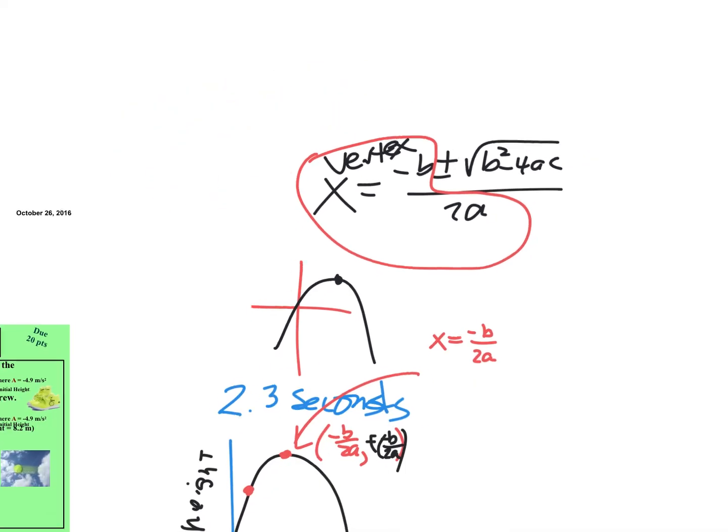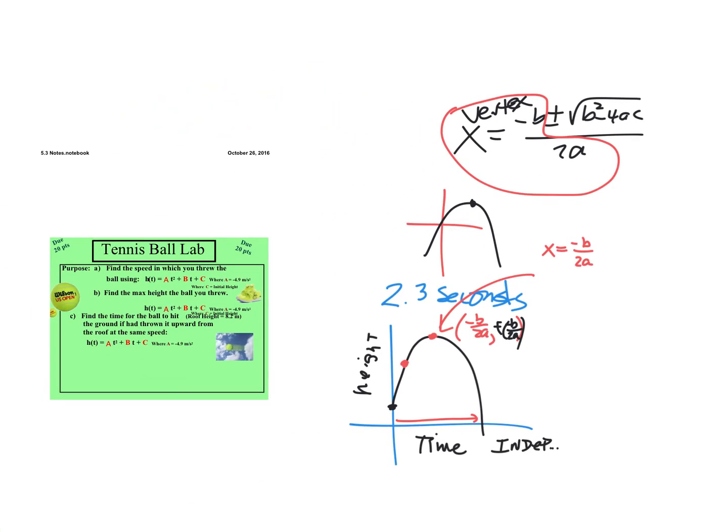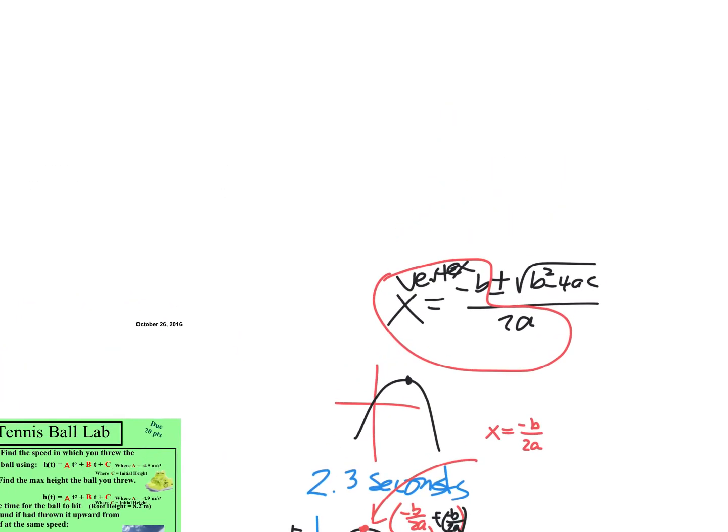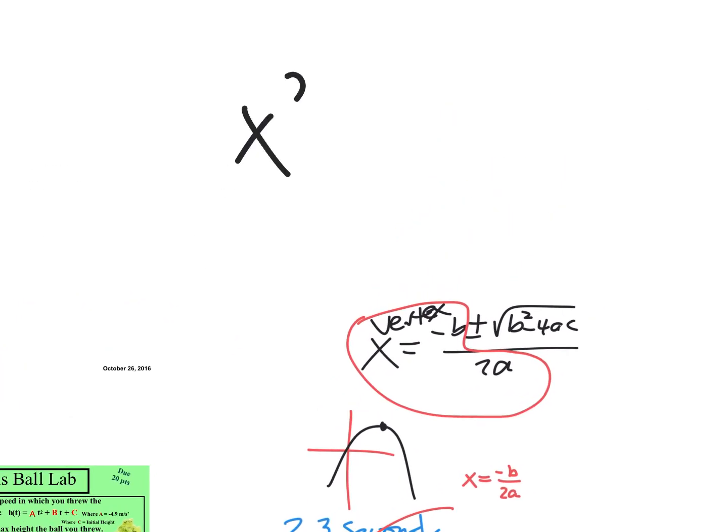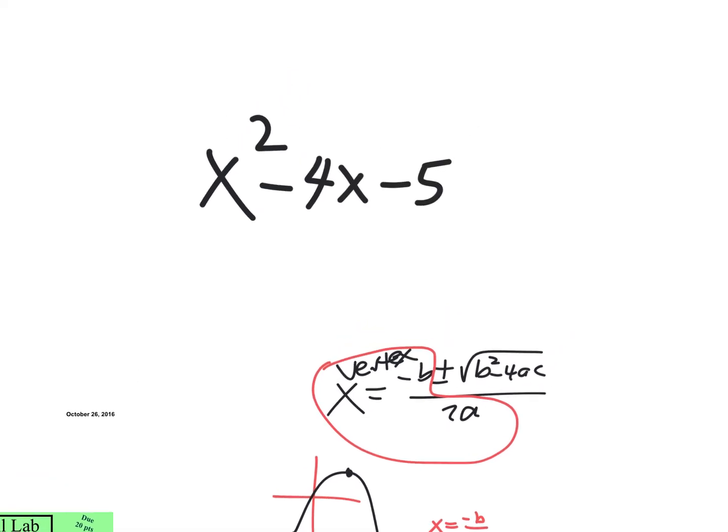All right, so let's actually do that for the one that we had a minute ago. I gave you an equation, and it was x squared minus 4x minus 5, I think. Yep. Would you please figure out the vertex of that?